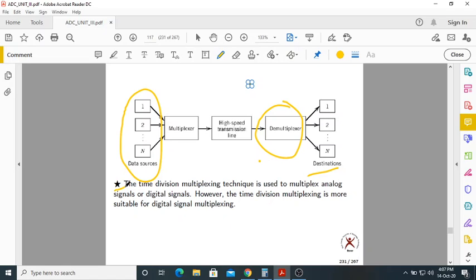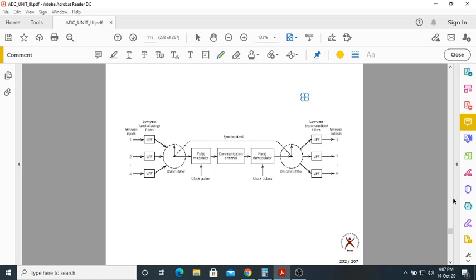So this is also a very, very important point. You may note down this point. Generally, time division multiplexing is more suitable for digital signal multiplexing, so in digital communication we use time division multiplexing. Generally we use frequency division multiplexing in analog communication, and time division multiplexing in digital communication, because it is most suited. Why it is suited, we will see later.